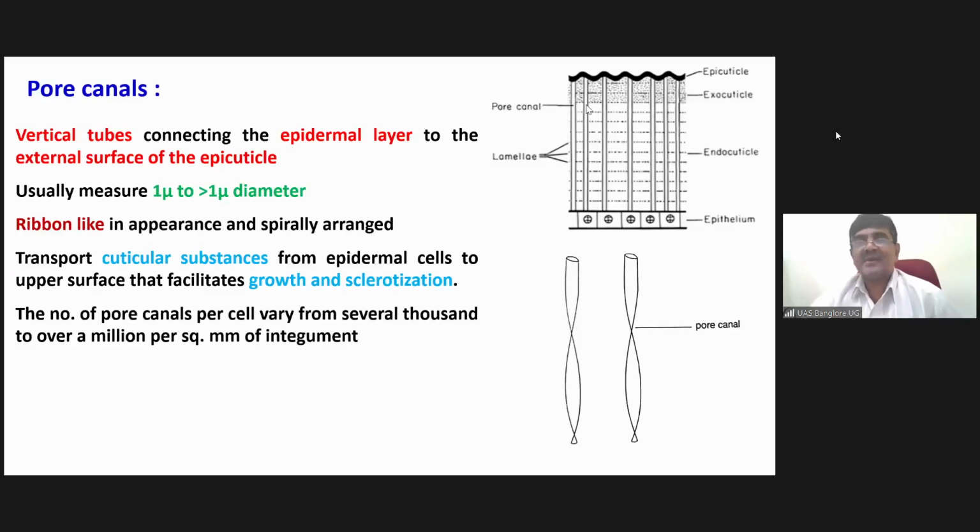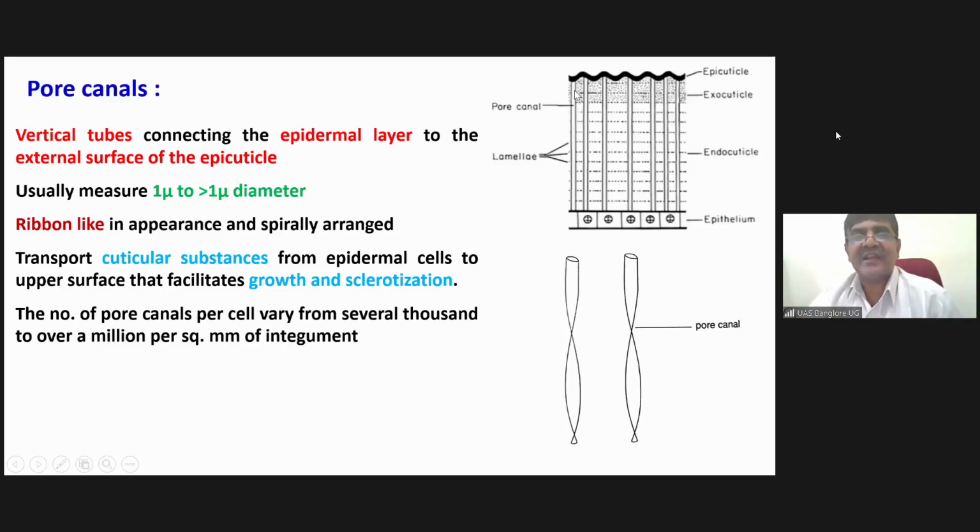I told you that there are some vertical tubes that connect the epidermis with the epicuticle. These vertical tubes are called pore canals. Pore canals are the vertical tubes connecting the epidermal layers with the external surface of the epicuticle. Coming to the diameter, they measure around 1 to 4 micron in diameter.